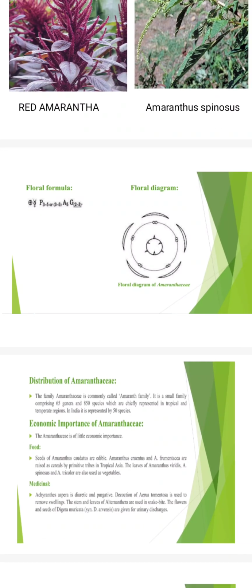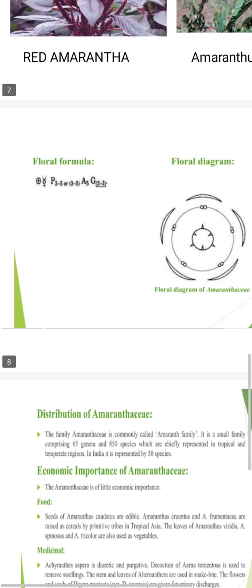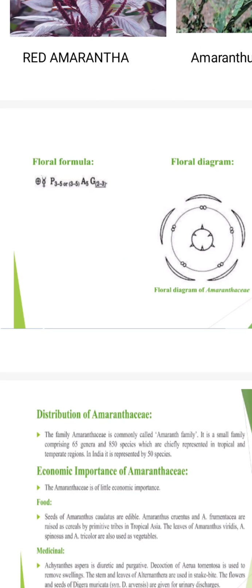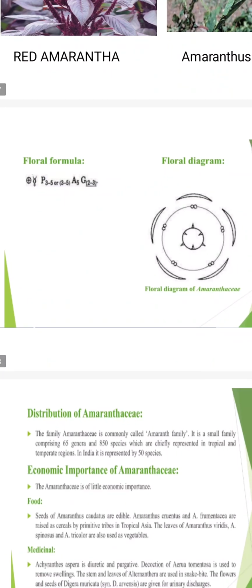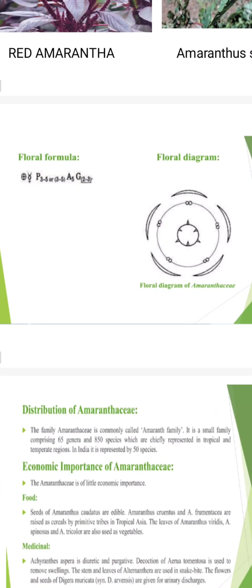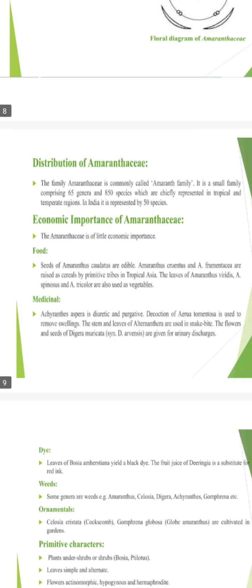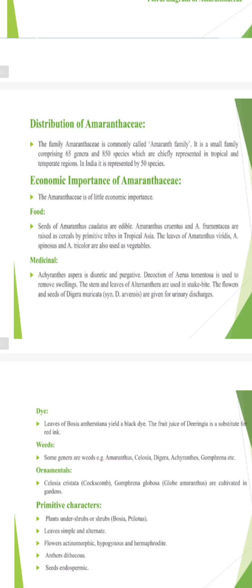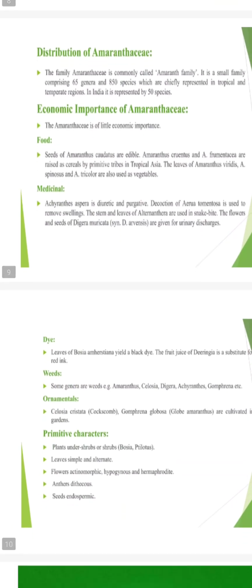Again, floral formula is there. Flower is actinomorphic, unisexual or bisexual. 3 to 5 perianth leaves are there. Again, androecium 5, gynoecium 2 or 3. This is the floral diagram for Amaranthus. This family has economic importance. The Amaranthaceae is of little economic importance, but it is a very nutritious family.